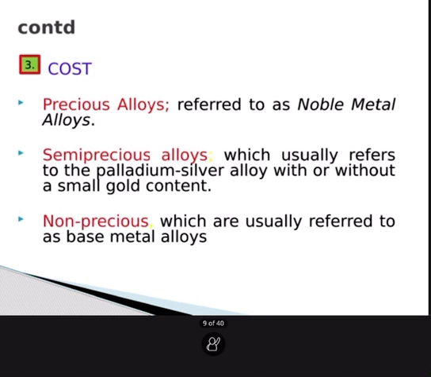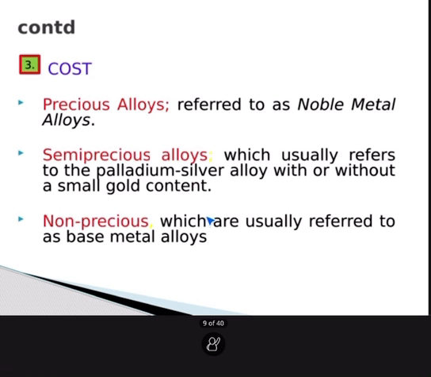That cost is related to the precious alloys, which are referred to as noble metal alloys. You can call them gold alloys as well. And semi-precious alloys usually refer to palladium silver, with or without a small gold content, and it is less expensive than gold. So that's why it is precious, semi-precious, non-precious. These are base metal alloys, such as nickel chromium or cobalt chromium.